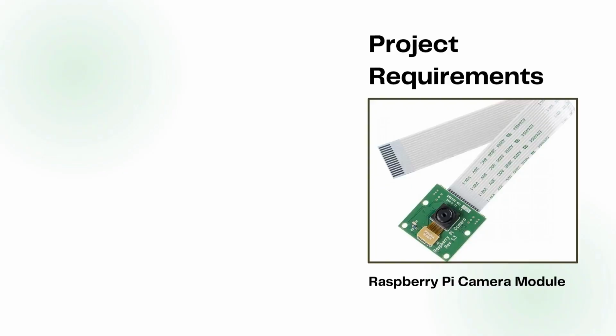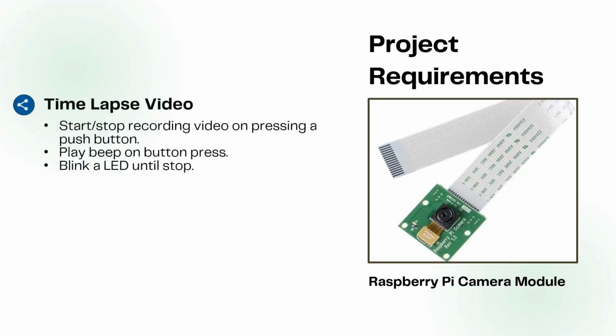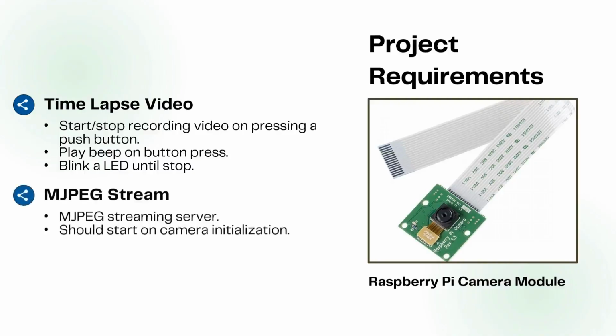Similarly, start or stop the recording of time-lapse video on pressing a push button. Play beep sound on button press. Blink a LED until the recording stops. Another specific requirement is video streaming. A simple MJPEG video streaming server should also start on camera initialization.